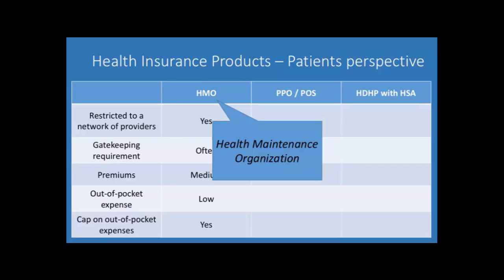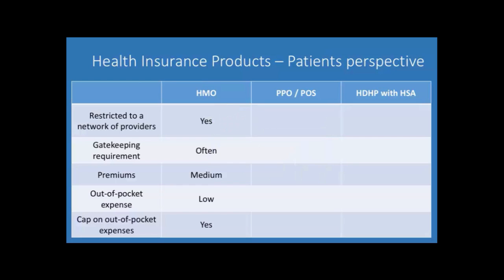So a health maintenance organization, this is sort of classic managed care. With an HMO, patients are restricted to a certain network of providers as a way to keep costs down. Remember, these are providers with whom the insurance company has negotiated reduced rates. There is often a strong gatekeeping requirement. People have to have primary care doctors to see a specialist. Premiums tend to be fairly moderate compared to other types of insurance. There's often a very low out-of-pocket expense. Most typically this would be a co-payment to see your provider. Remember the flat fee. And there is a cap on out-of-pocket expenses.